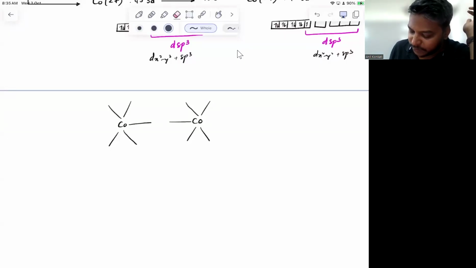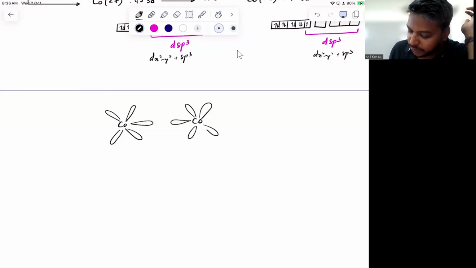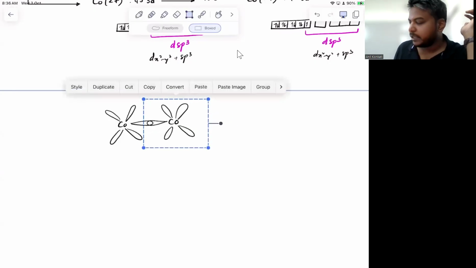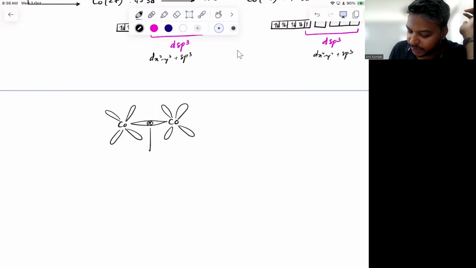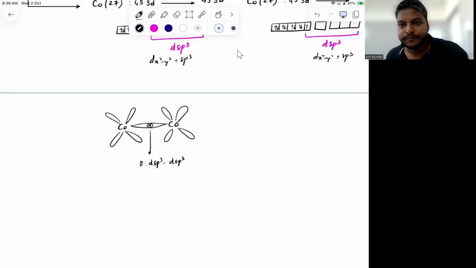Okay. So let me put actual orbitals rather than lines. So this is how the orbital will look like. This is the hybridized orbital. Same way, these are those hybridized orbitals. Okay. So as we bring this closer, what will happen? They'll start overlapping. Done. So this sigma bond is between d sp3 and d sp3. Got it? Everybody clear on this point?